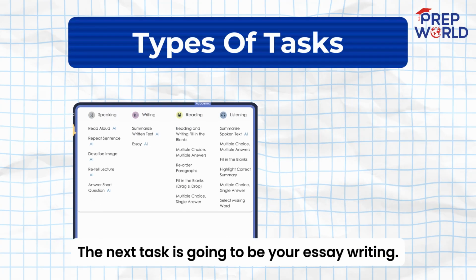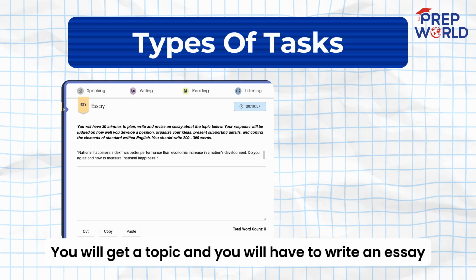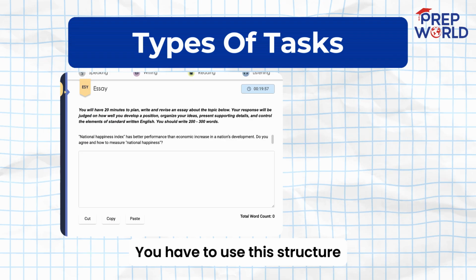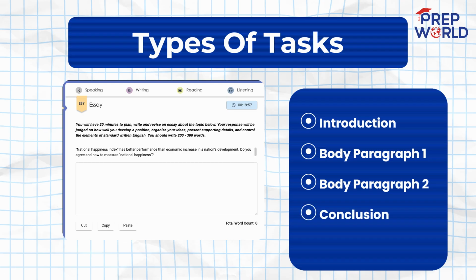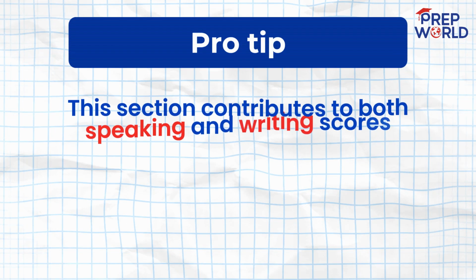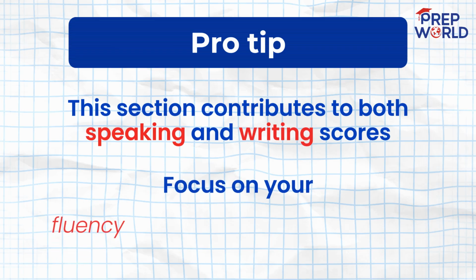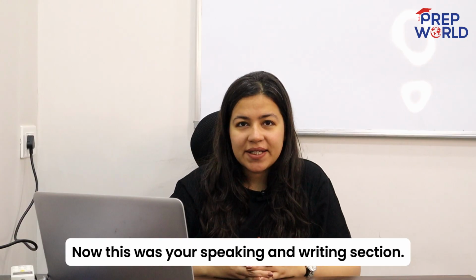The next task is going to be your essay writing. You will get a topic and you will have to write an essay of about 200 to 300 words in 20 minutes. You have to use this structure: introduction, body paragraph 1, body paragraph 2 and conclusion. Now pro tip here, this section contributes to both speaking and writing scores. Focus on your fluency, typing speed and grammar. Now this was your speaking and writing section.